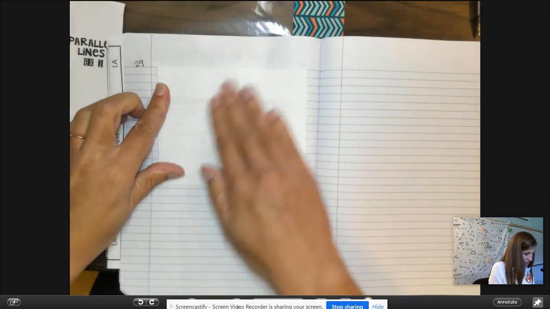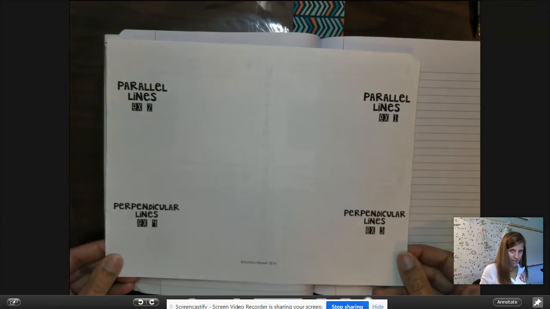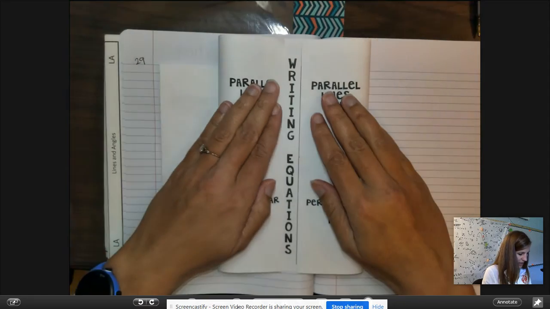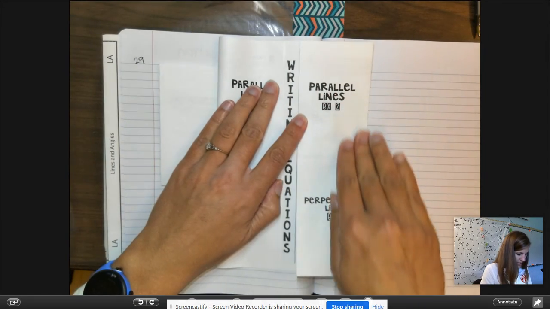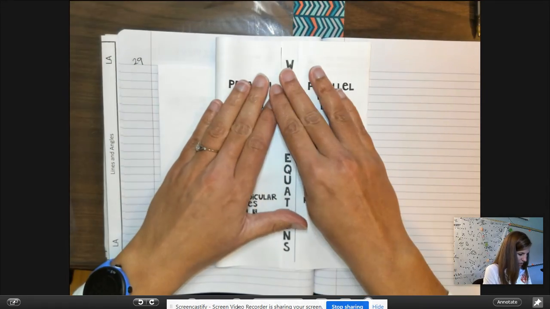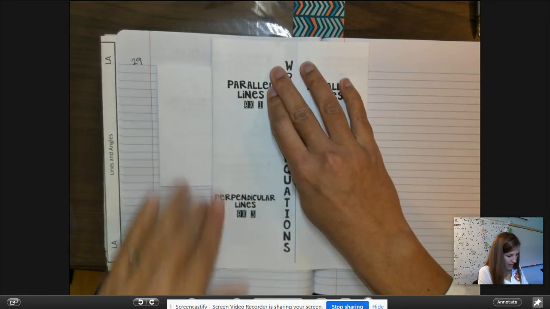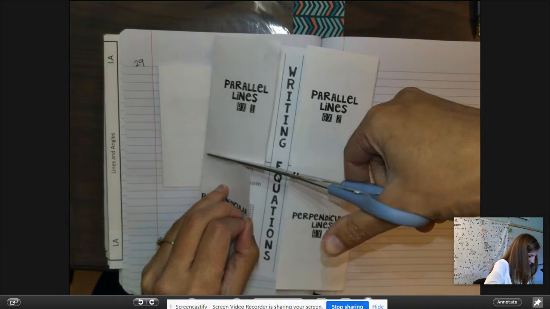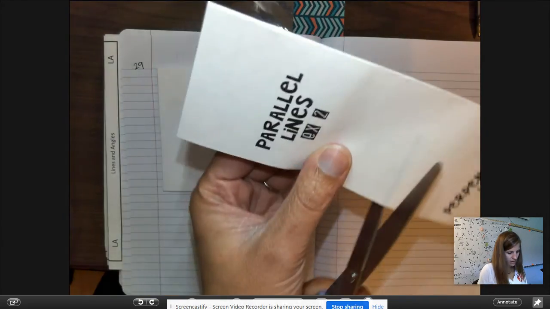And then on page 30, we actually have the next one as well. So I think you're looking at this one. If we flip it over, we're going to fold each short edge in to the middle like this. So you can still see writing equations. So cute. And then if you want to cut out two little doors, you could do that. And that's going on 30.